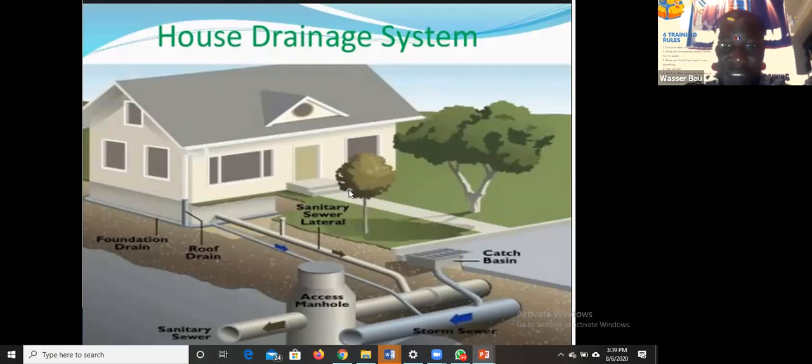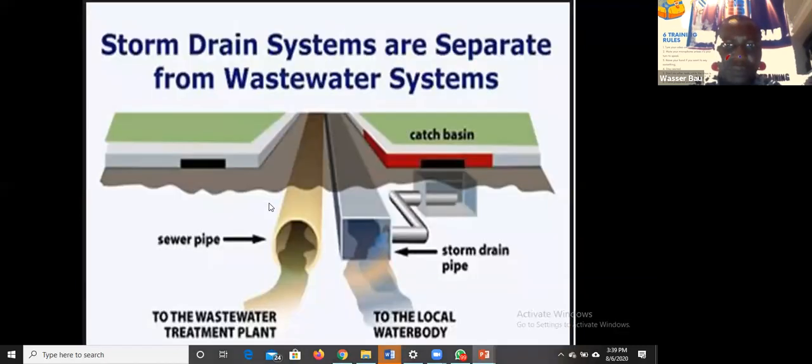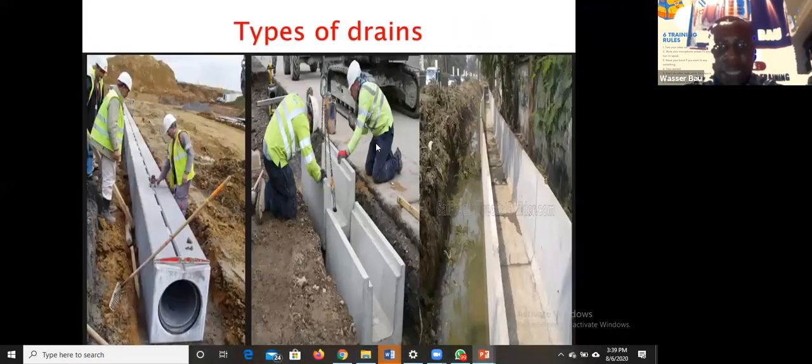This is a house drainage system. You see that the sewer line is different and the stormwater line is different. That's just an example. Then you see the stormwater drainage system. They are all separate. This is a separate system. The stormwater is different. The sewer pipe is different. It's just to lay a foundation.